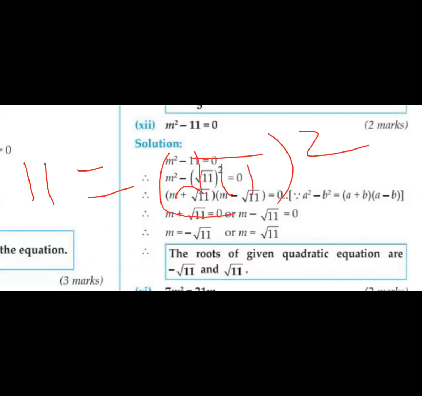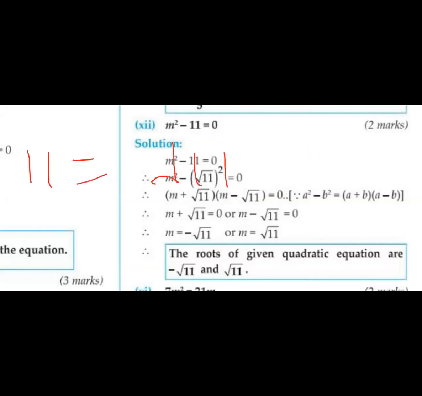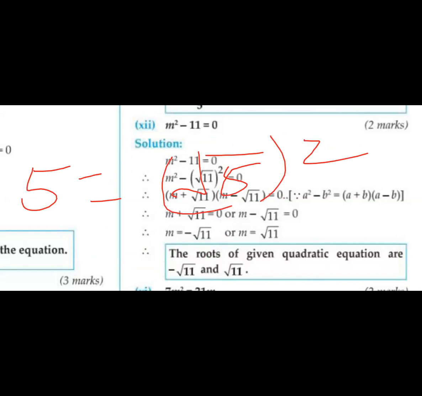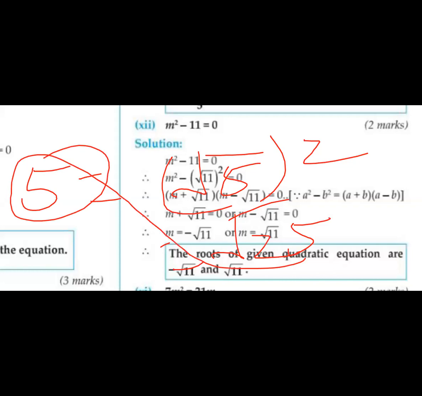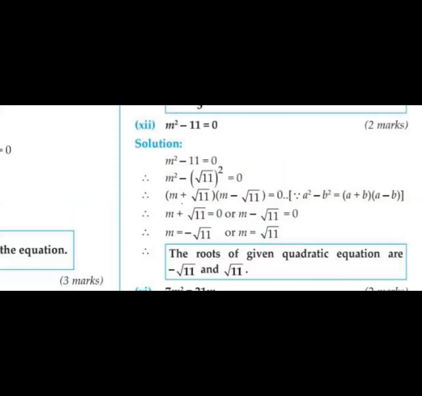Okay. So this is the property of surd. If this root cancels, we are getting the same number. So simple, you can apply root 11 whole square. 11 is equal to root 11 whole square. If I write 5 equals to root 5 whole square, it's okay, because the value of root 5 whole square is root 25, and root 25 equals to 5. So m square minus root 11 square equals to 0.